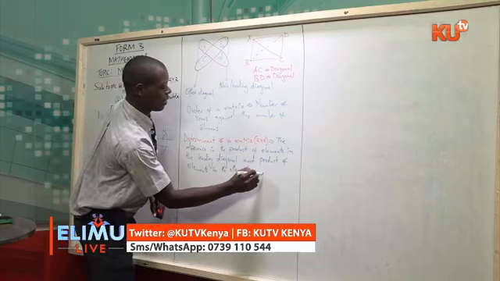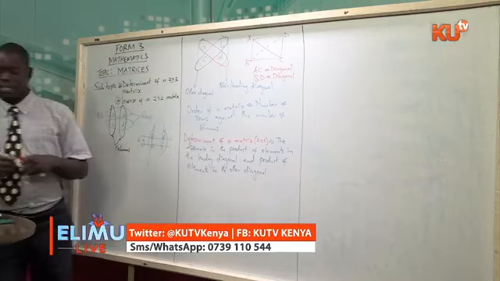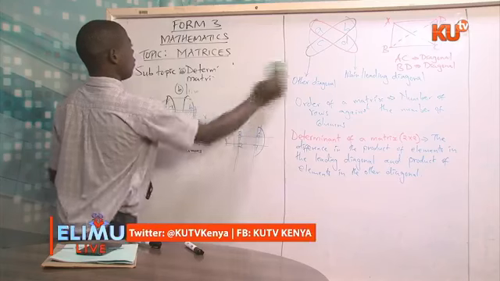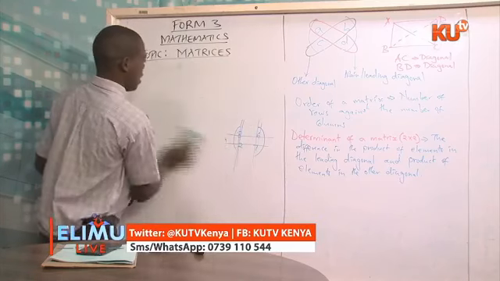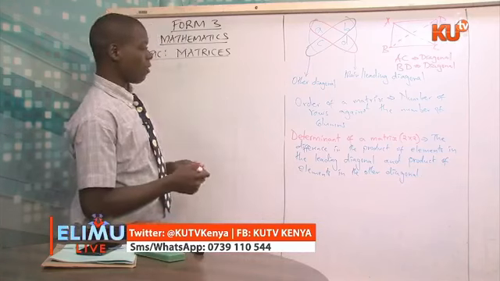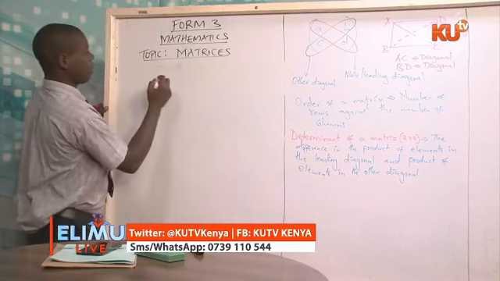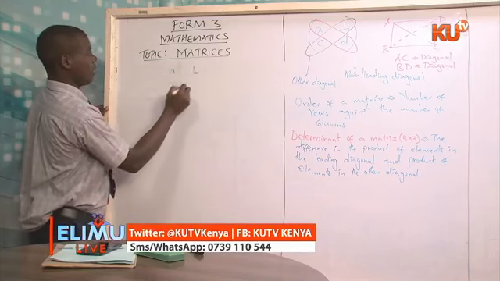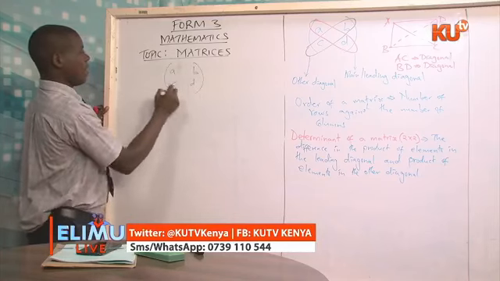What we mean by this is that we are going to obtain the product of elements in the leading diagonal and get the product of elements in the other diagonal, then get the difference. Because of the difference, we'll subtract. So this is what we are illustrating.